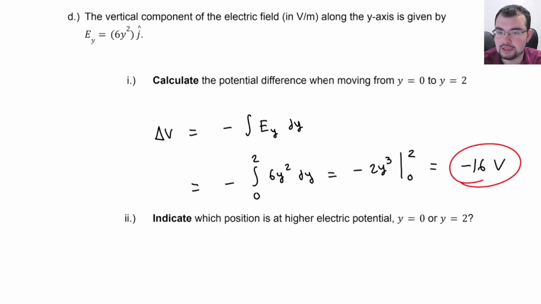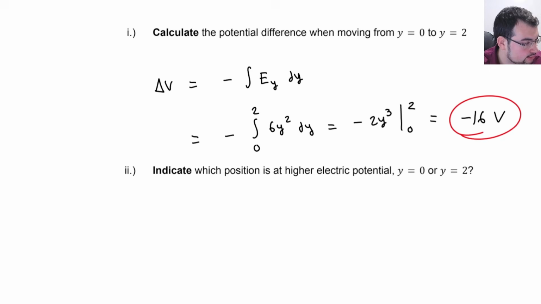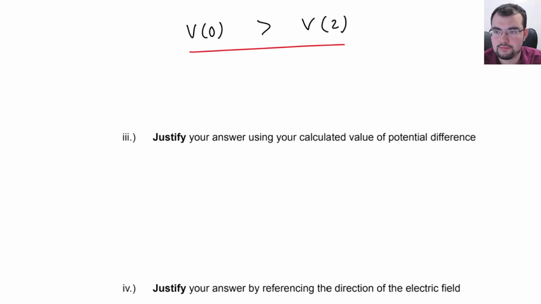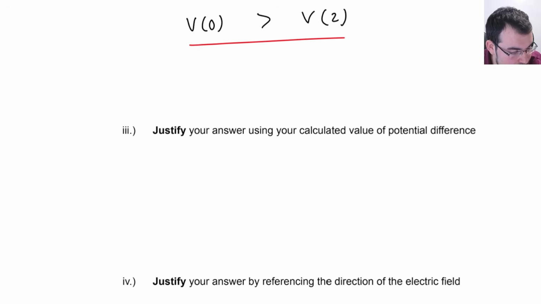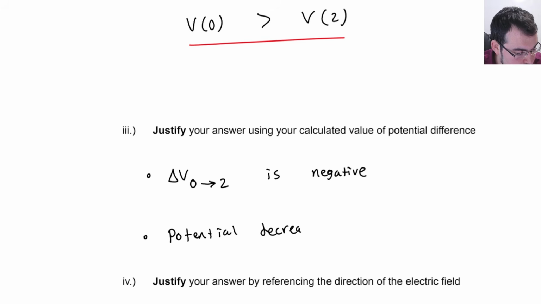Which position is at higher potential, 0 or 2? Well, we just got a negative answer from moving from 0 to 2. So this means V of 0 is higher than V of 2. Justify using our calculated potential difference. Well, delta V from 0 to 2 is negative. So this means potential decreases from y equals 0 to y equals 2.